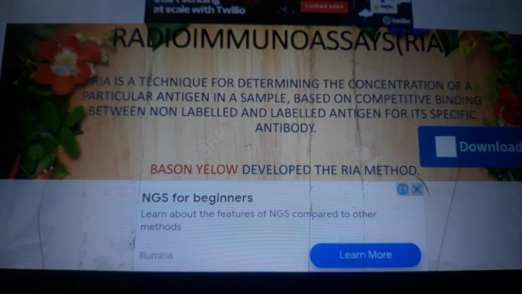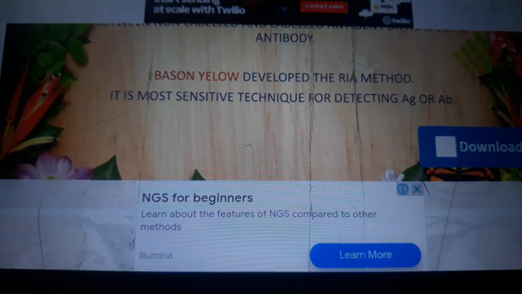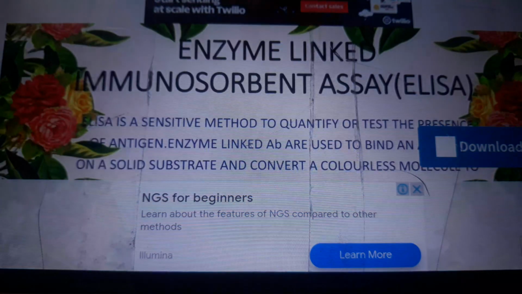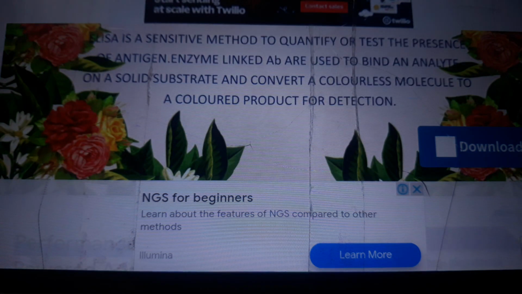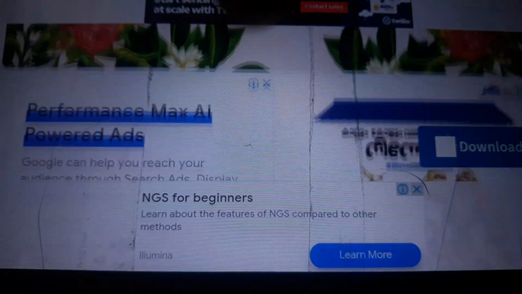Radioimmunoassay, RIA. RIA is a technique for determining the concentration of a particular antigen in a sample based on competitive binding between non-labeled and labeled antigens for a specific antibody. It is the most sensitive technique for detecting Ag or Ab. Enzyme-linked immunosorbent assay, ELISA, is a sensitive method to quantify or test the presence of an antigen. Enzyme-linked antibodies are used to bind on a solid substrate and convert a colorless molecule to a colored product for detection.